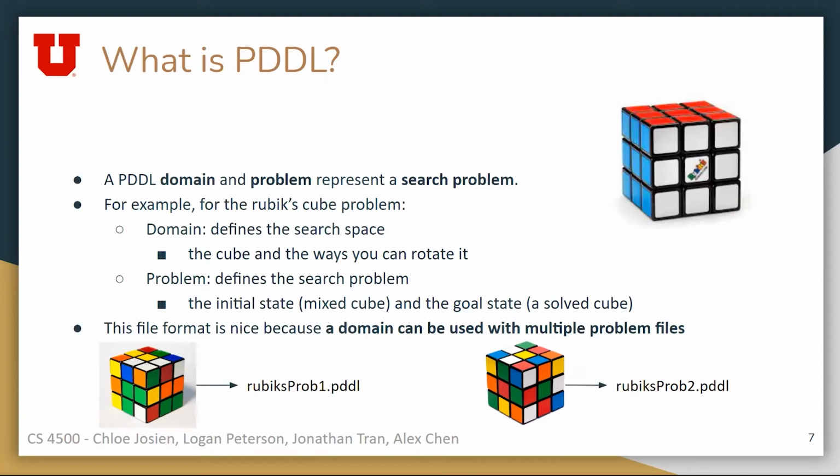This format is really nice for planning because a domain can be used with multiple different problem files. So at the bottom here, we have two Rubik's Cubes. They're scrambled differently, but it's still a Rubik's Cube. You can still turn it the exact same way. You just have two different scrambles. And it's really nice to be able to visualize and see both of those.